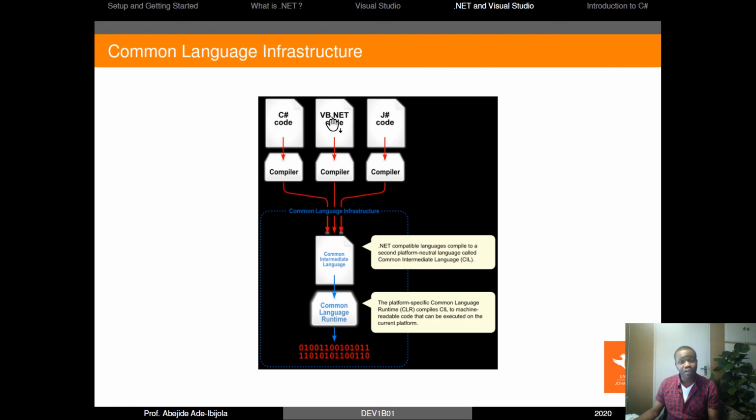And you can have your VB.NET code. You can have your J# code. And in .NET Framework, there are many more languages. You're going to see that. And these languages, you can have associated compilers for them on that platform.